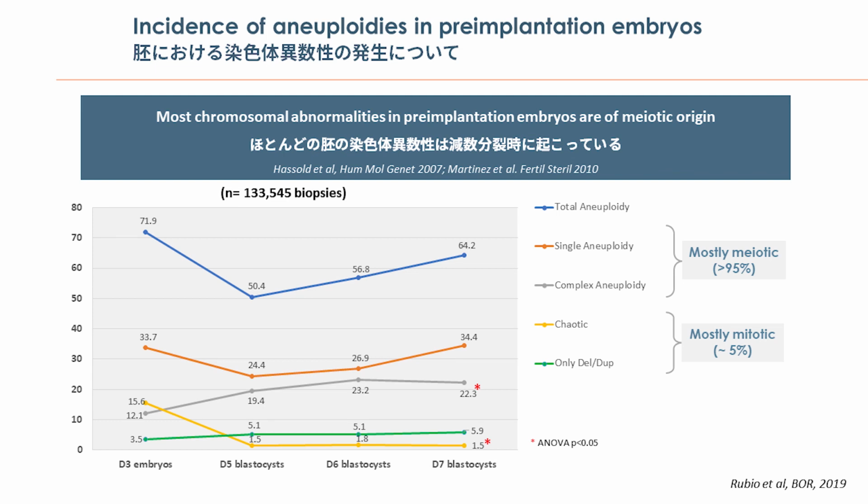First, I would like to start explaining the importance of aneuploidy in the human embryos. We know because we have analyzed thousands of trophectoderm biopsies. This is our experience with the analysis of 133,000 biopsies in which we have done the test at the very beginning on day 3 embryos and in blastocysts.